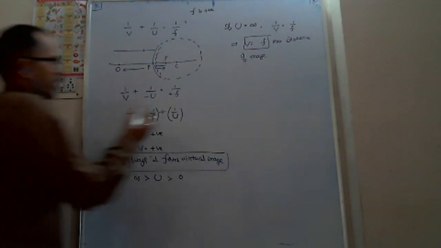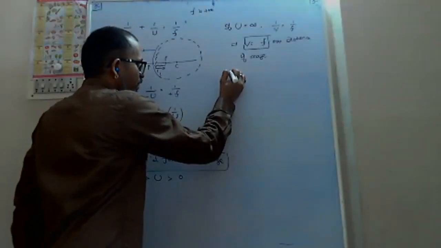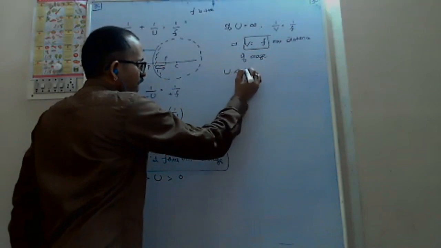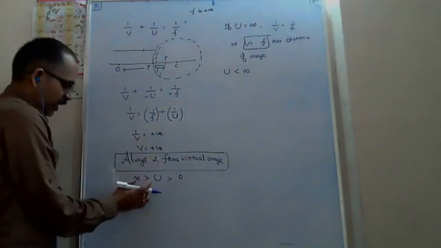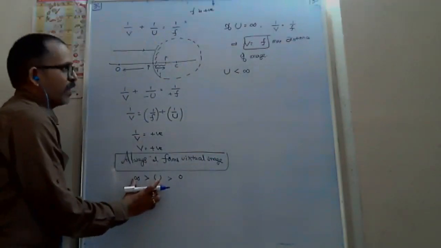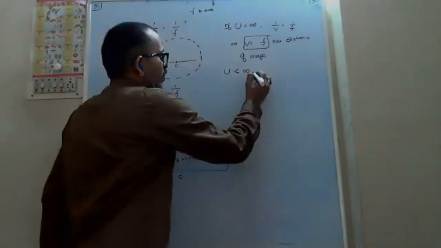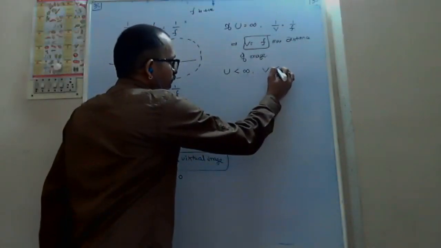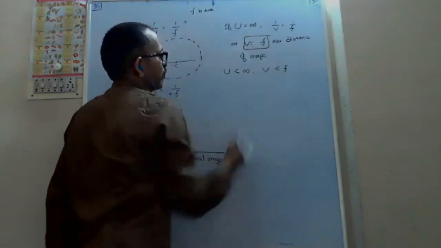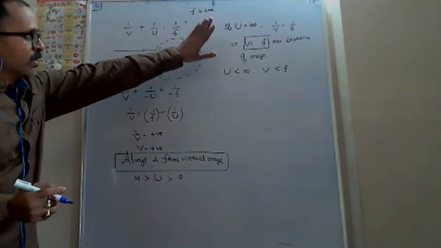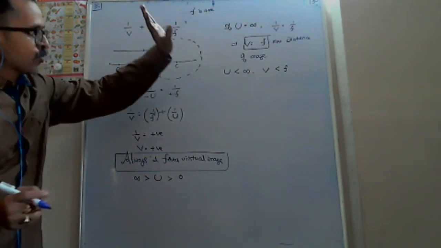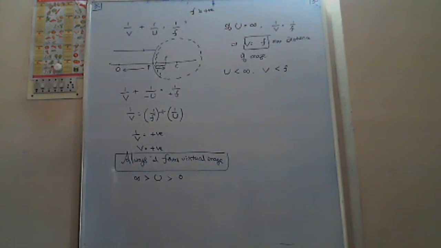That means for any value of U less than infinity, V is always less than F. Why? Because the maximum equals F, so the other values are less than F.